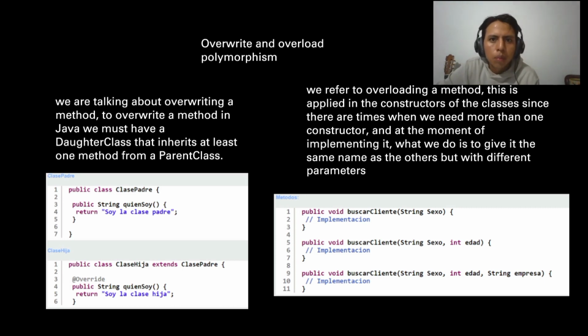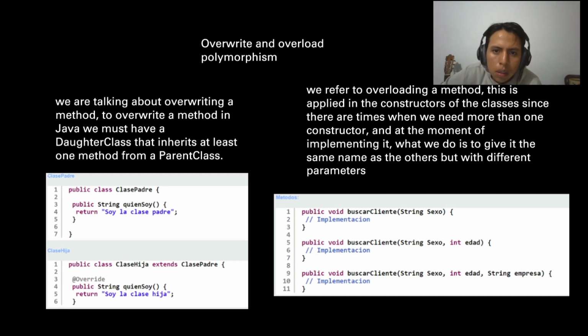And the next is overload. Overload refers to overloading a method. This is applied in the constructor of the class, since there are times we need more than one constructor at the moment of implementation. What I do is give the same name as the other but with different parameters. In this example, a similar case, the clase padre and clase hija.